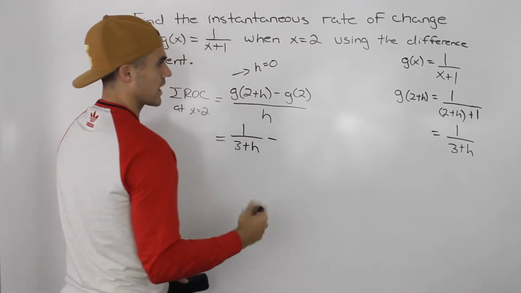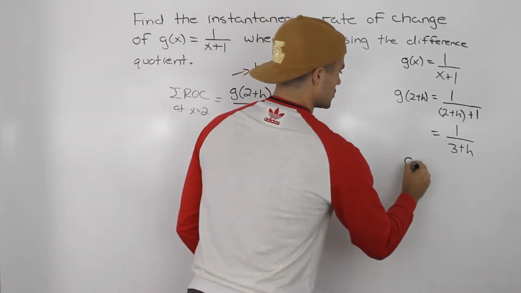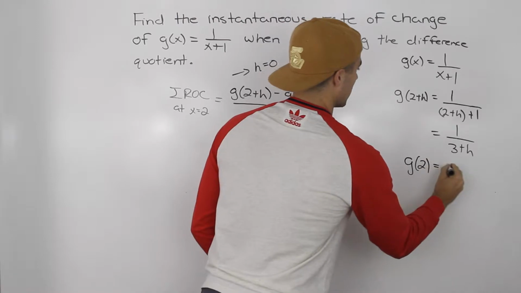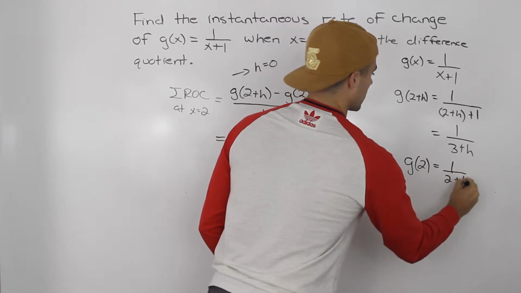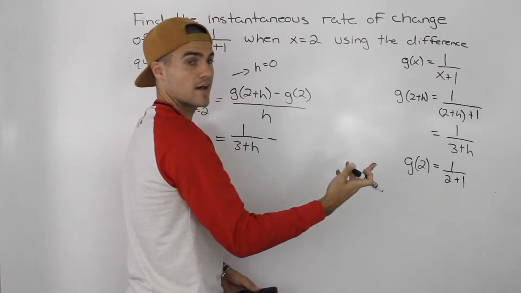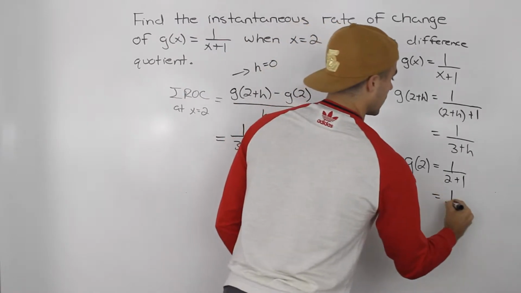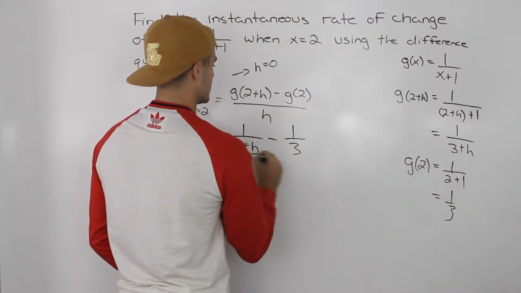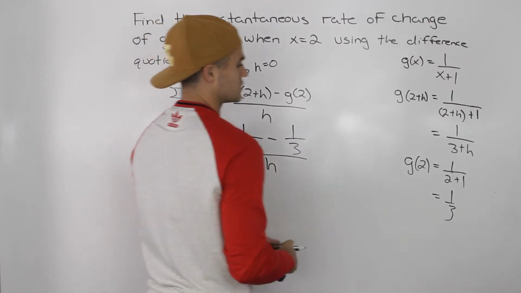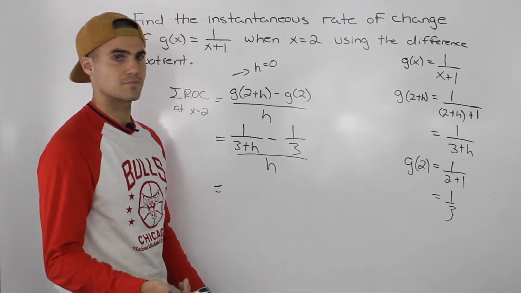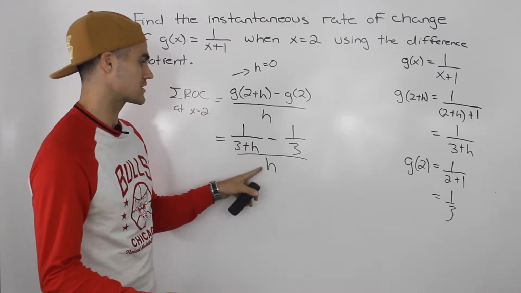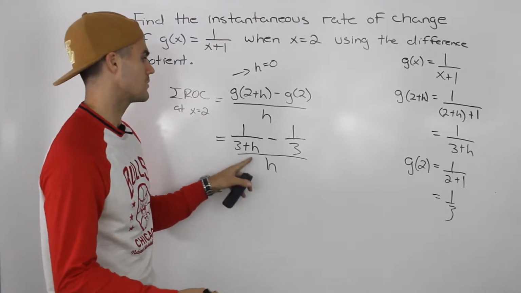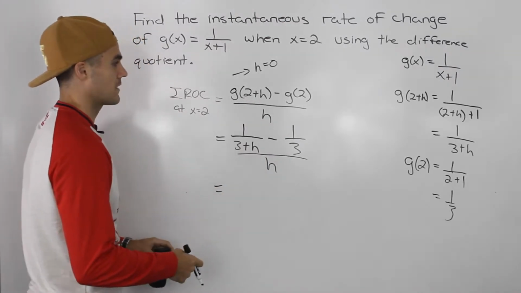And then we're going to be subtracting g of 2. Now g of 2 is going to be what? 1 over 2 plus 1, right? If we plug in 2 for the x value, that would be 1 over 3. So we're going to be subtracting 1 over 3, and this is going to be all over h. So notice at this point we can't sub in an h value of 0 yet because we still have this h in the denominator. We need to get rid of it somehow.